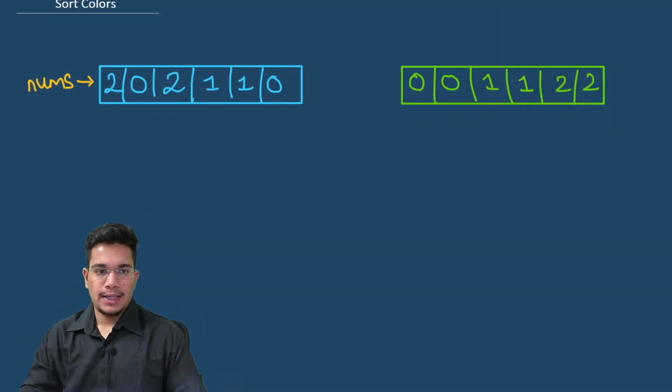So we are given this array called nums and these are the values. We need to just sort them and return them. So this is the answer that we want to return. All the zeros are together, then we have all the ones and then the twos.